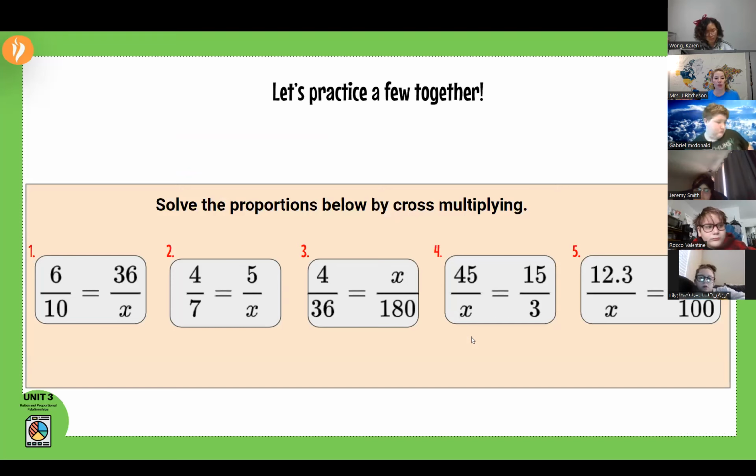All right, so let's look at these, you guys. I'm going to do 2 with you, and then I want you guys to do some by yourself. All right, I'm going to start with number 5. If you have paper, I want you to write this proportion down, please. Number 5, 2.3 over x is equal to 75 over 100. Write it down.